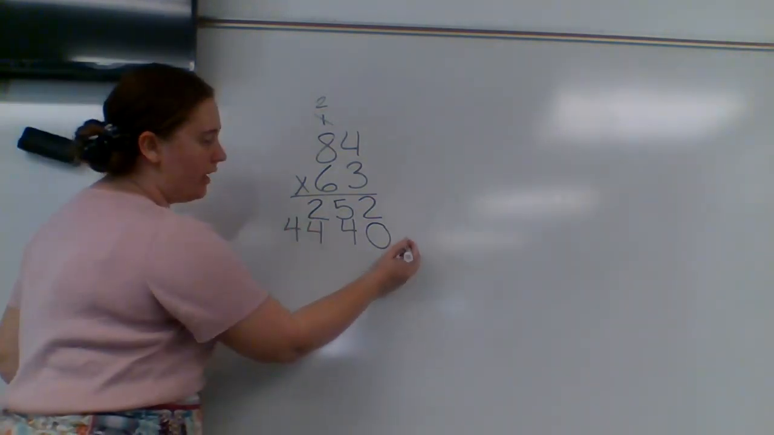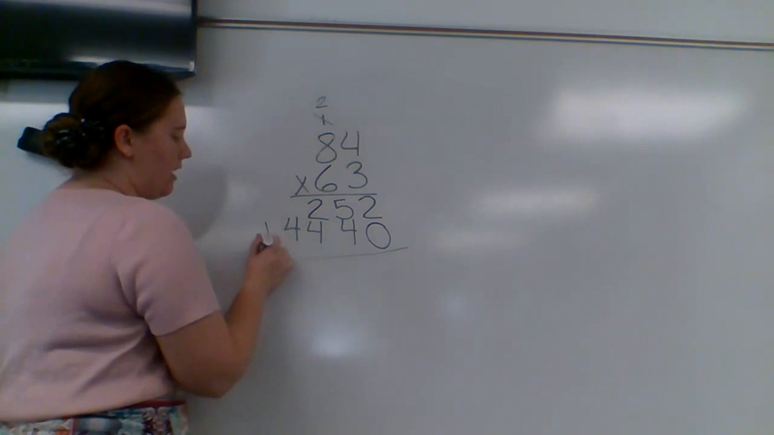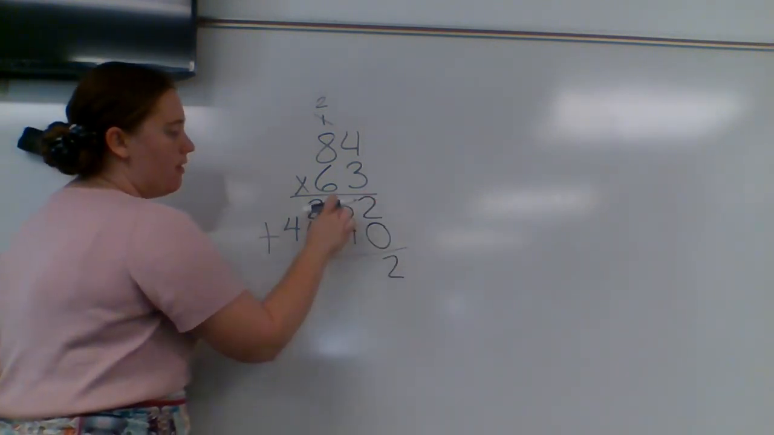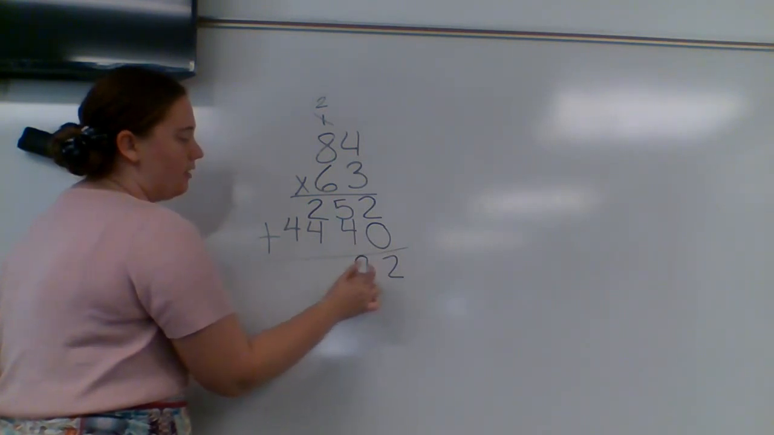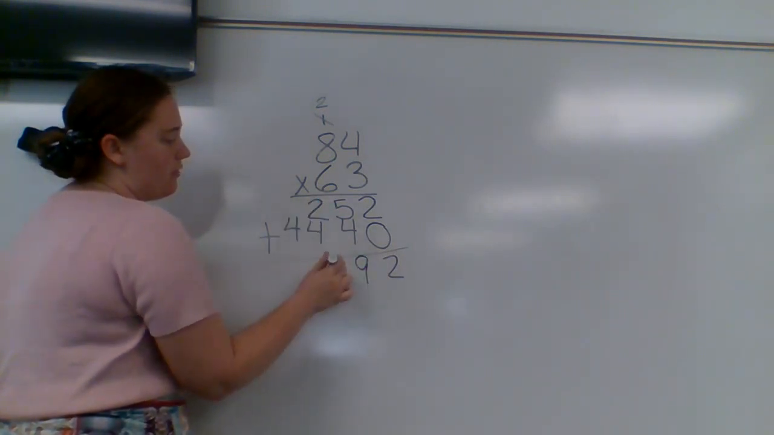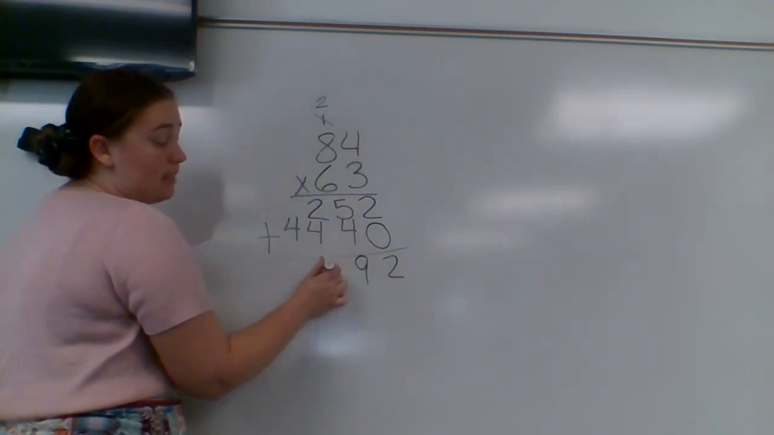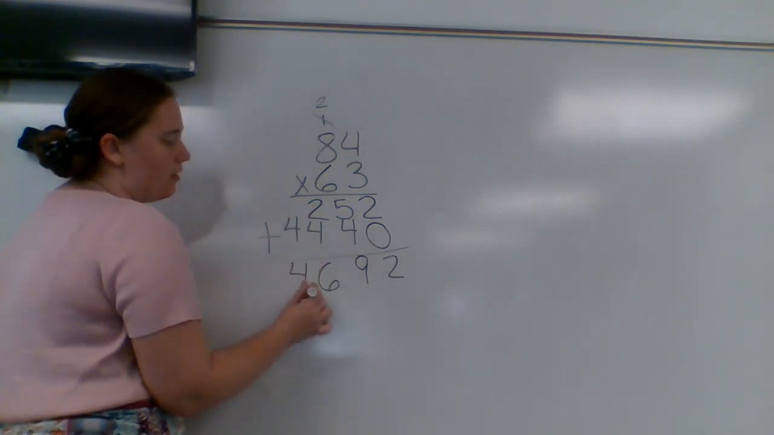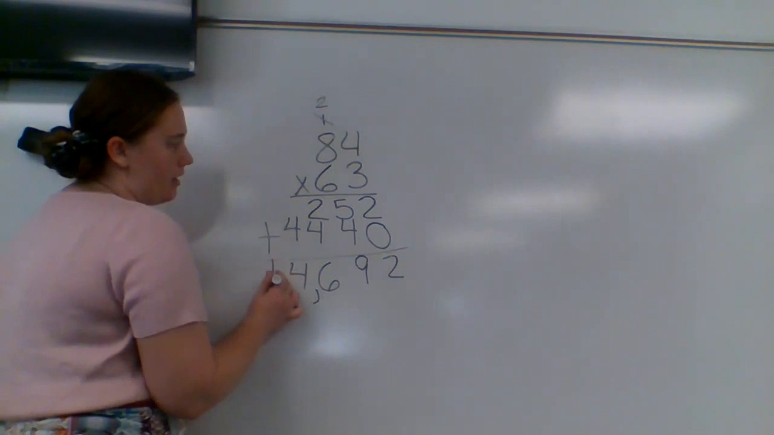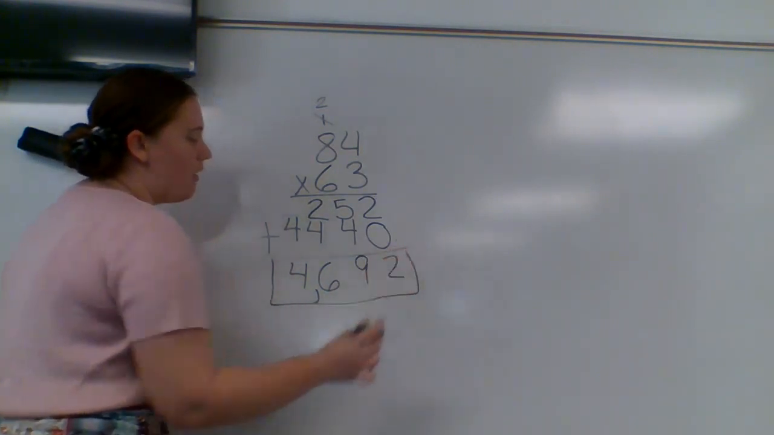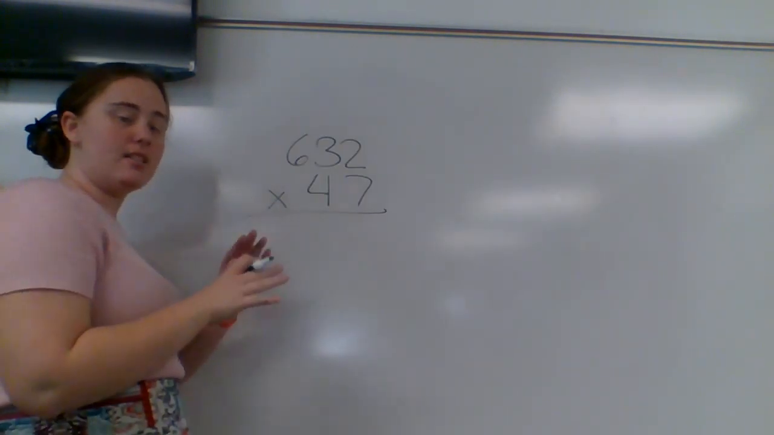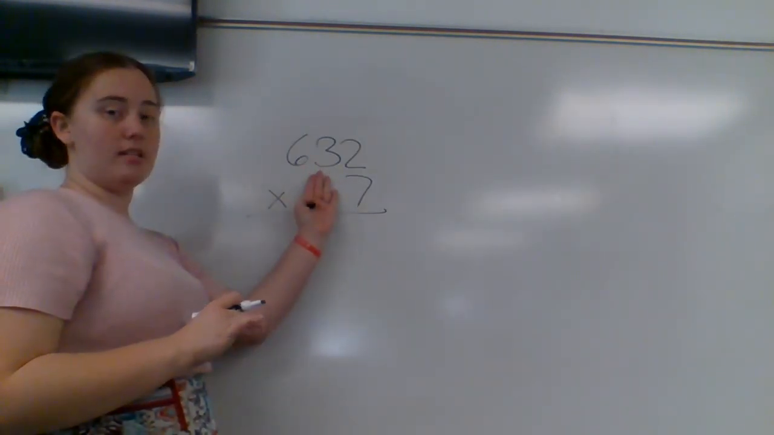I'm going to draw a line underneath here and add them together. 2 plus 0 is 2. 4 plus 5 is 9. 2 plus 4 is 6. And 4 plus nothing, of course, is 4. I need to put my comma right there, and my answer is 4,692.